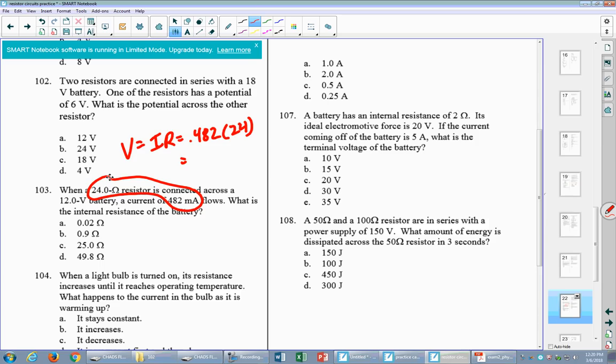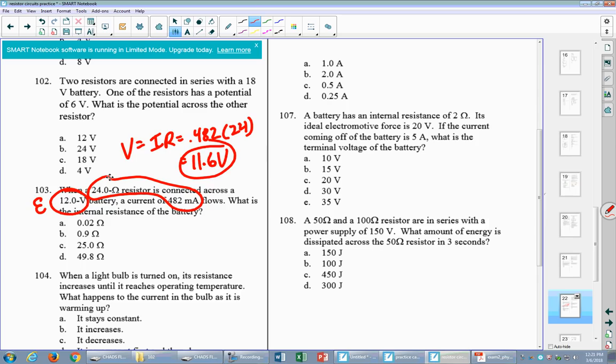And that is 11.6 volts. Look, I got 12 volts for my battery. That's the ideal EMF, my E value. And so this is my terminal voltage, the actual voltage that I get across this battery.